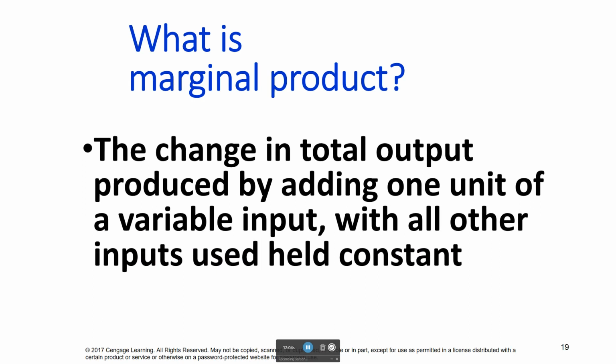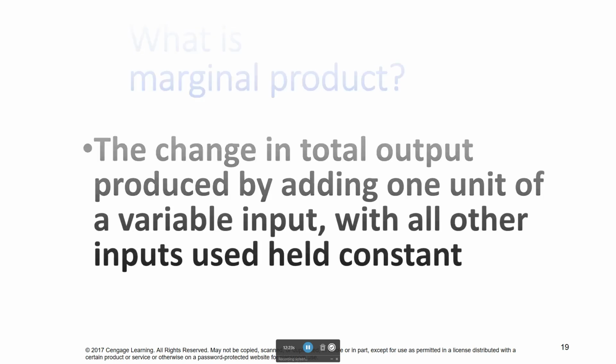So I hold the land, capital goods, technology, everything else constant, and I only add or subtract 1 unit of labor. The amount that output changes is my marginal product.